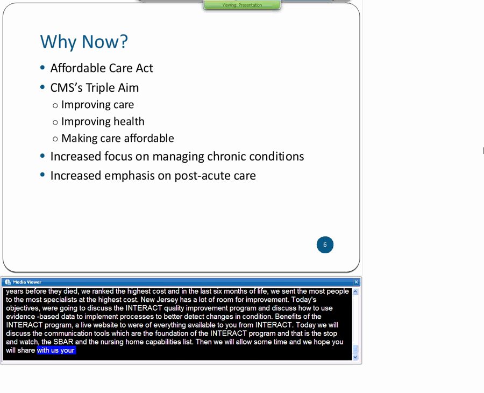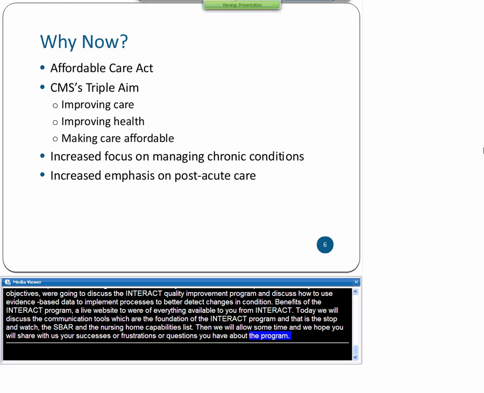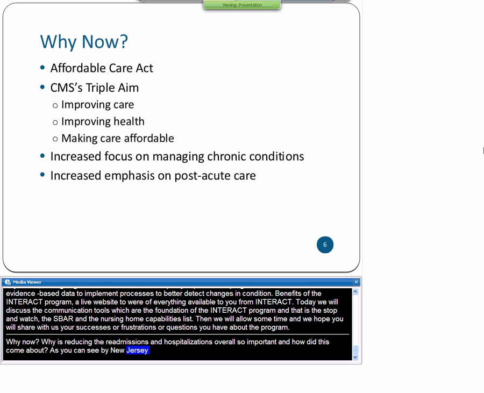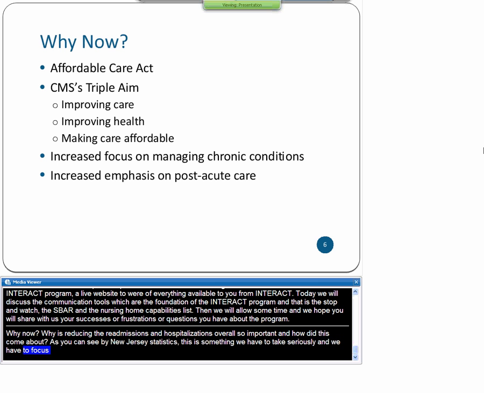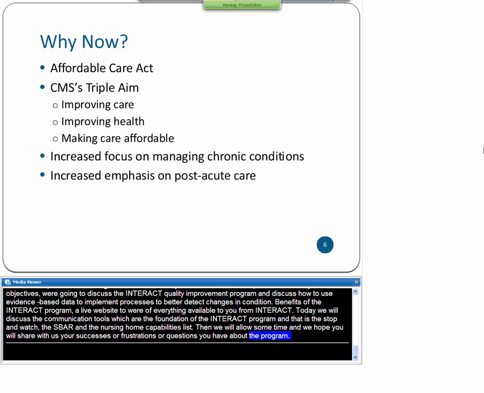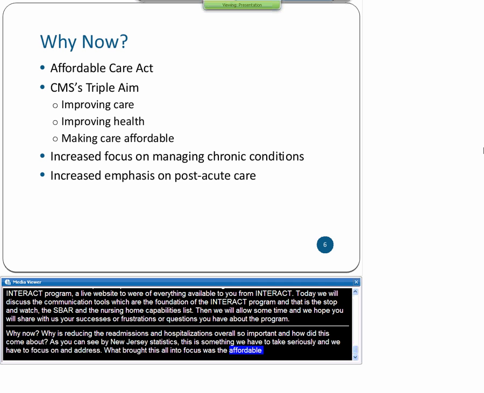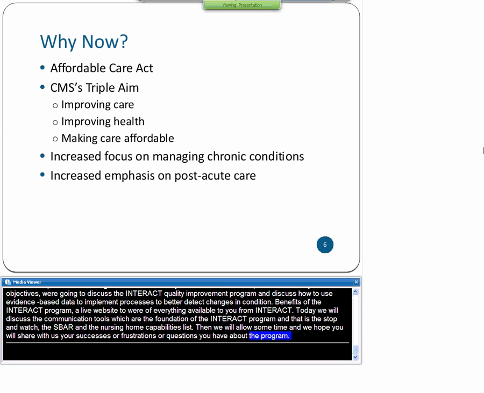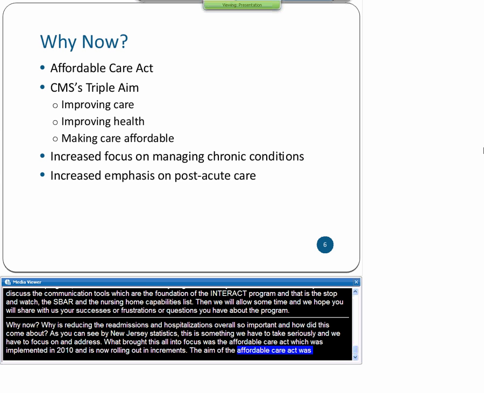Why now? Why is reducing the readmissions and hospitalizations overall so important, and how did this come about? Well, as you can see by New Jersey statistics, this is something that we have to take very seriously and focus on and address. What brought this all into focus was the Affordable Care Act, which was implemented in 2010 and now is rolling out in increments. The aim of the Affordable Care Act was to improve care, improve health, and make care affordable. And making care affordable is a huge consideration.